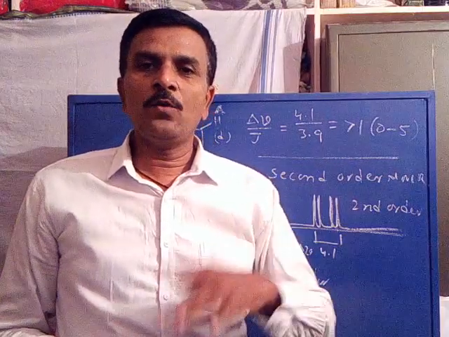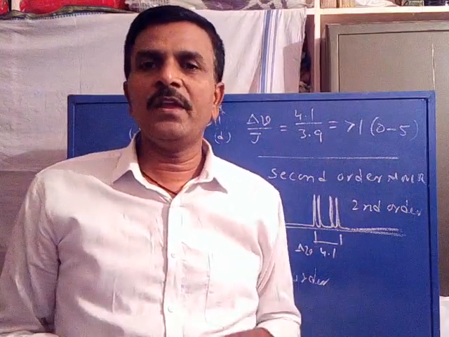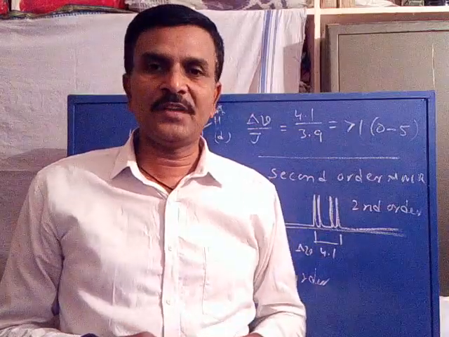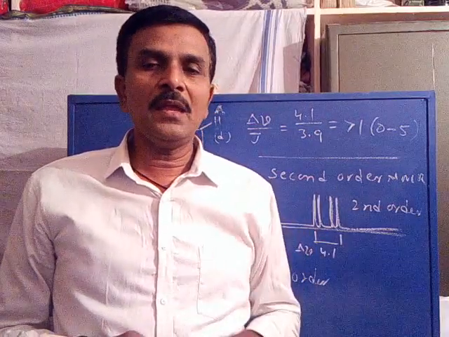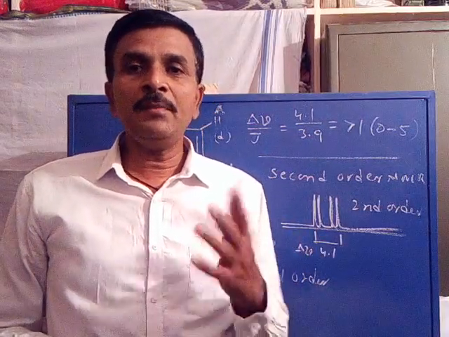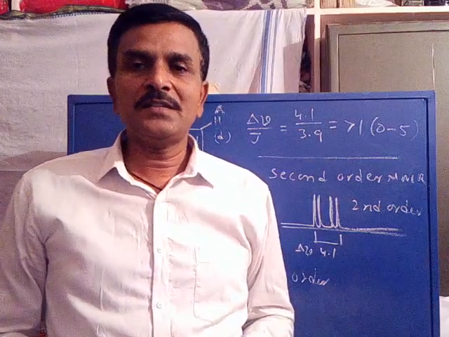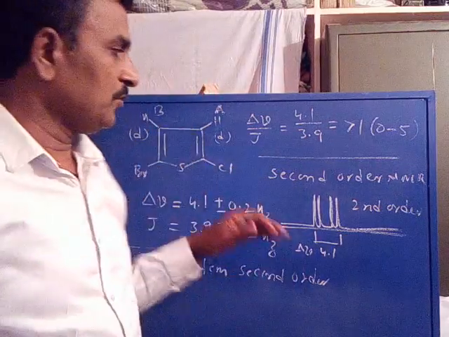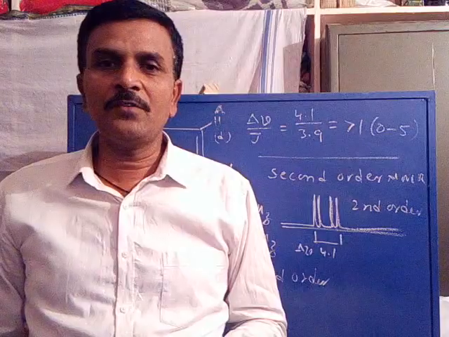A has one hydrogen, B has one hydrogen. Therefore we are not going to designate with a subscript. So an AB system comes under second order NMR spectroscopy. So this is about second order NMR spectroscopy.